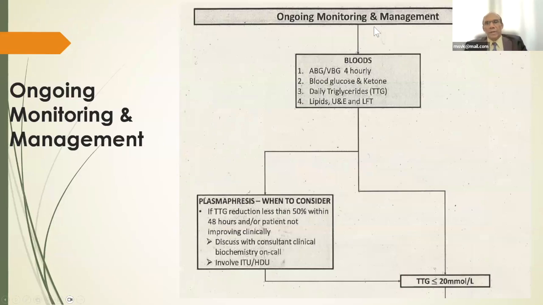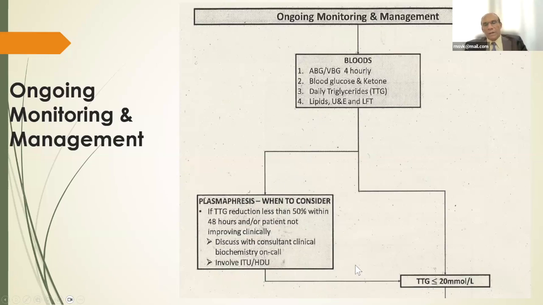Suppose the patients are admitted in the hospital, then they should be monitored every 4 hours with blood gases, blood glucose and ketones, triglycerides and lipids. So when should they be considered stable? If after 48 hours the triglycerides are less than 50% of the level when they were admitted, or they are clinically ill, they should be considered for plasmapheresis.